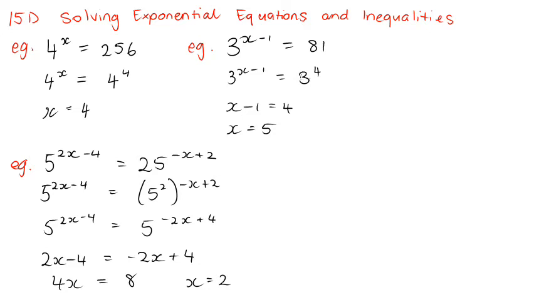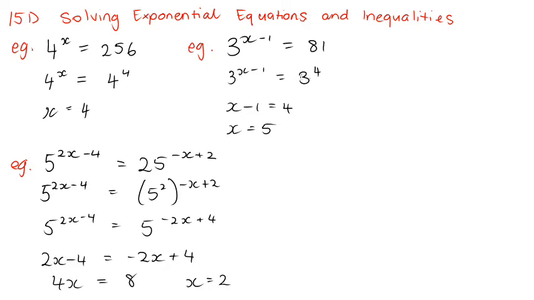You can, of course, check your answer. If you take x equals 2 and sub it into the question, you should get the same number on either side. So we get 2 times 2 is 4 minus 4, so it's 5 to the 0, which is 1. And 25 to the negative 2 plus 2, 25 to the 0, 1. It's correct.